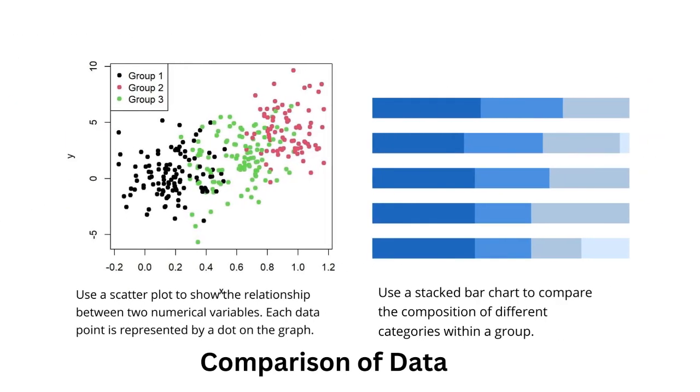Comparison of data. Use a scatter plot to show the relationship between two numerical variables. Each data point is represented by a dot on the graph. Use a stacked bar chart to compare the composition of different categories within a group.